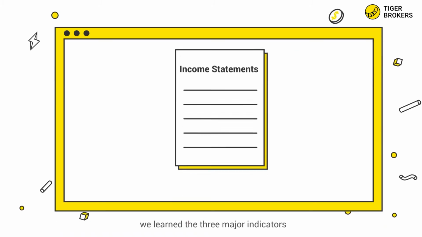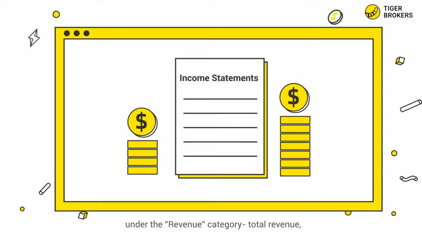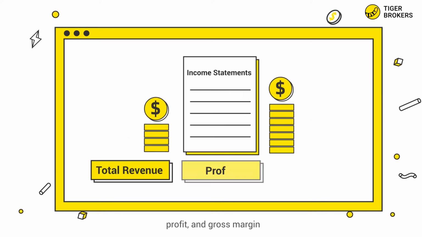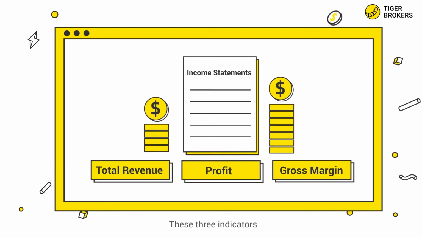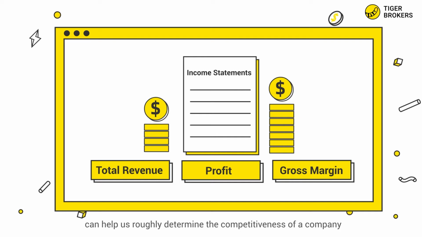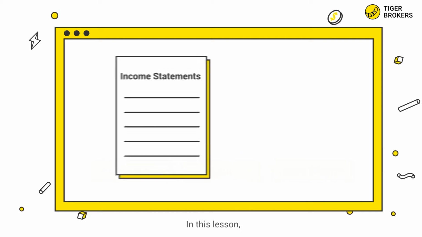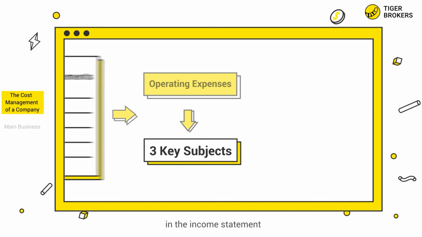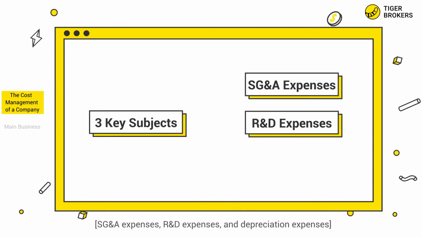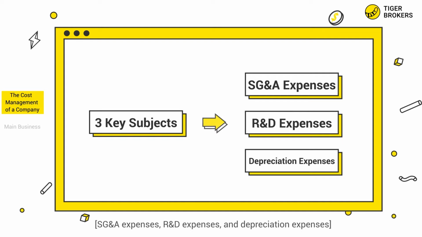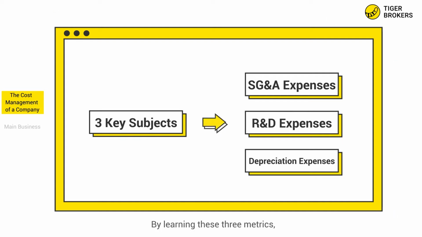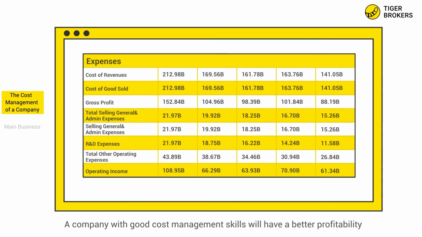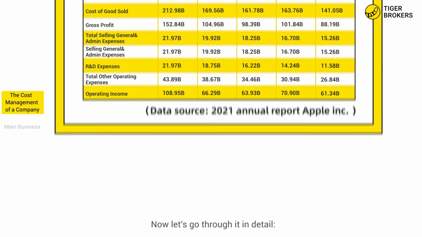In the last lesson, we learned the three major indicators under the revenue category: total revenue, profit, and gross margin. These three indicators can help us roughly determine the competitiveness of a company. In this lesson, we'll learn the three key metrics of operating expenses in the income statement: SG&A expenses, R&D expenses, and depreciation expenses. By learning these three metrics, we can assess the cost management capability of a company. A company with good cost management skills will have better profitability. Now, let's go through it in detail.